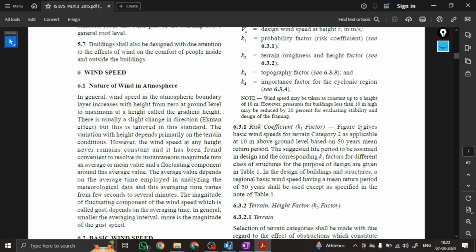Let's read this one. Figure 1 gives basic wind speed for terrain category 2 as applicable at 10 meter above ground level based on a 50 years mean return period. The suggested life period to be assumed in design and the corresponding K1 factor for different classes of structure for the purpose of design are given in table 1. In the design of buildings and structures, a reasonable basic wind speed having a mean return period of 50 years shall be used except as specified in the note of table 1. Okay, let's go to table 1. We will see table 1.